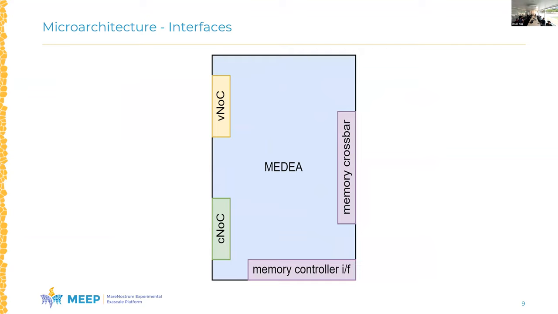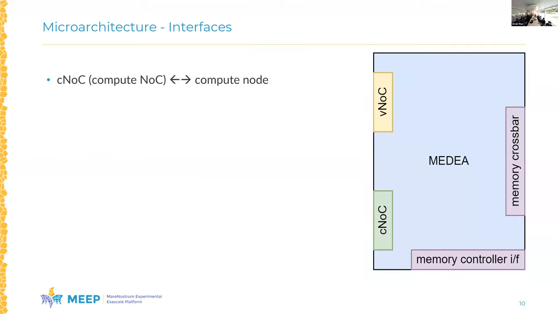So we have four interfaces. Our memory engine can connect with the external world through, first of all, the compute NoC, which we call CNoC. On the other side, we have the compute node, and in the compute node we have a scalar core and the corresponding VPU. On the VNoC, we have the long vector register file, which is a physical long vector register file. So it is connected to Medea through the VNoC.